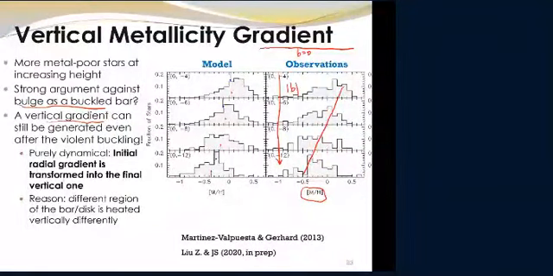This mechanism is purely dynamical. The trick is you need to set up an initial radial gradient in order to explain the vertical gradient, and the radial gradient is converted to a vertical one. I'll explain a little bit. The reason is that different regions of the bar and disk are heated vertically differently.